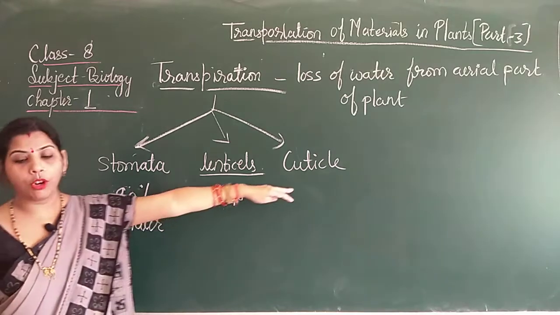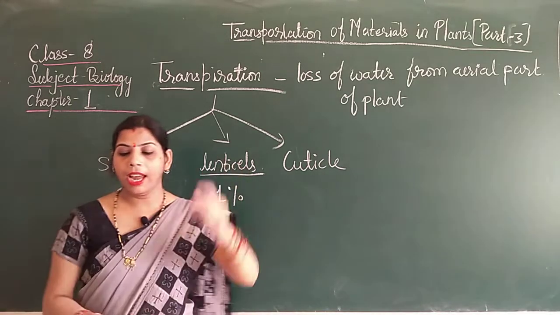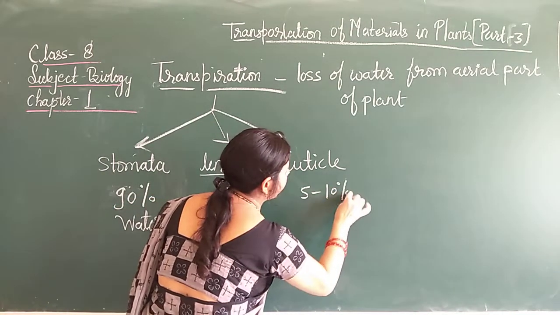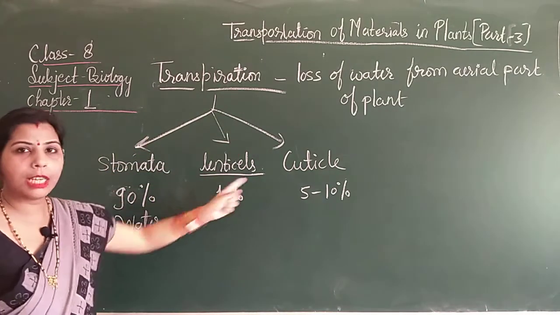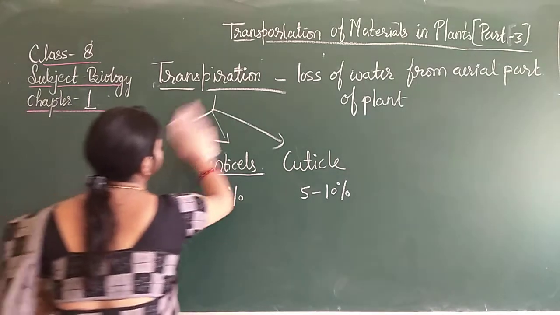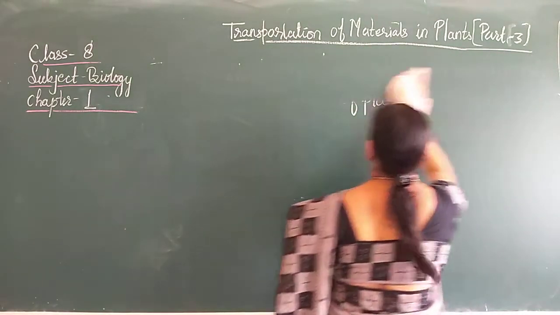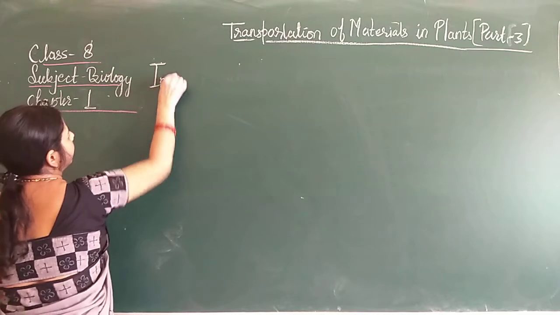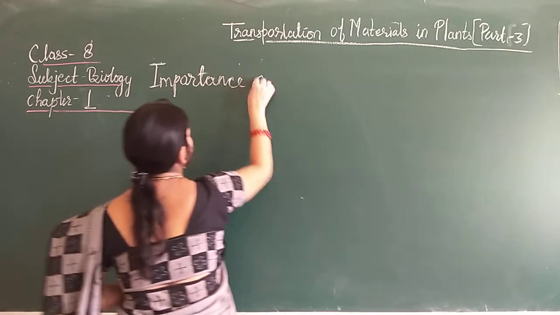Now if you see, the cuticle is the upper layer of plant leaf, and this helps in the removal of water from 5 to 10%. Okay, so transpiration occurs through the three parts of plant. Now let's see the importance of transpiration.